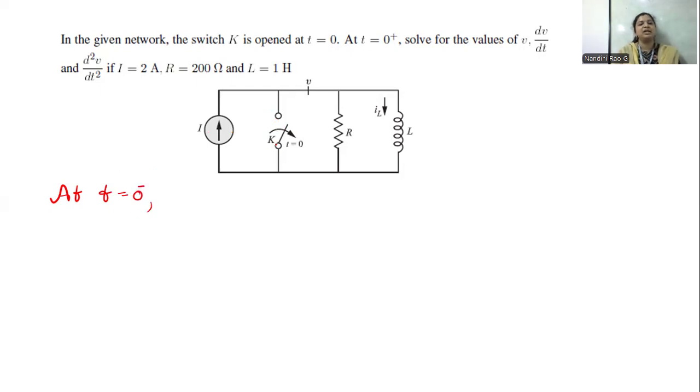What will happen at t equal to 0? Open or closed? At t equal to 0, open. At t equal to 0 minus, the switch was closed, right? So I will write at t equal to 0 minus, switch was closed.